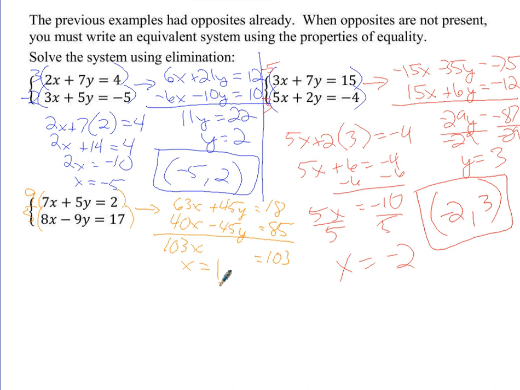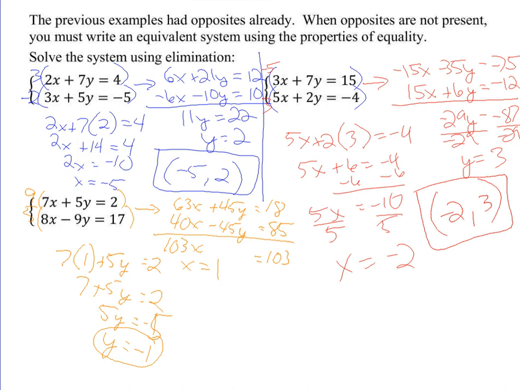So now I take that and I substitute it back into one of these 2 original equations. The top one to me looks a little bit easier, so I go 7 times 1 plus 5y equals 2. That's 7 plus 5y equals 2. Subtract the 7 from both sides. 5y equals negative 5, sorry. Divide both sides by 5 and I get y equals negative 1.